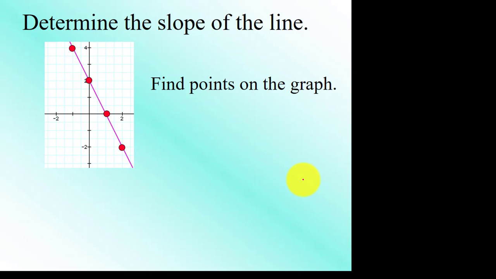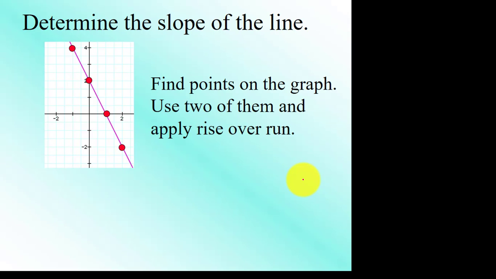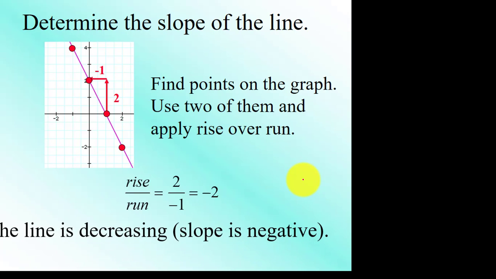So I just found some points on the graph. I used the definition of rise over run, and then I simplified my answer, and that's where we came up with -2. And if you'll notice, as I move left to right, that line is going down, so a slope that's negative makes sense in this situation.